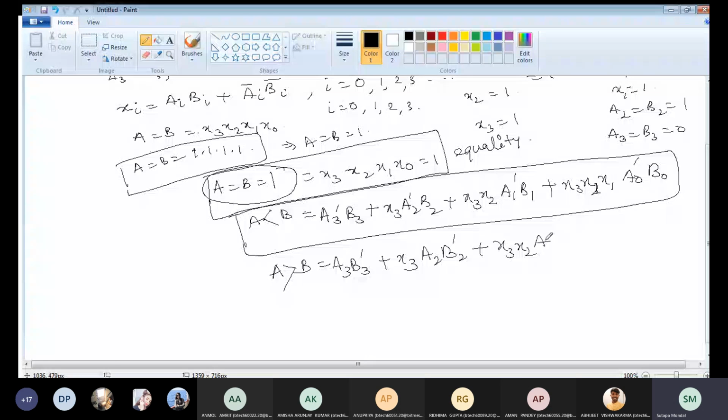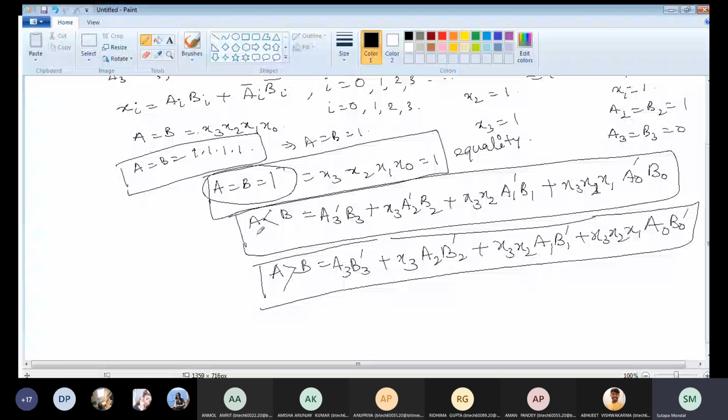Are you getting me, dear students? What is the difference between these two, greater than and less than? Whichever has the lesser value will have the bar. See here, A was less, so all the digits of A have a bar, and here B is lesser, so all the B values have a bar. Here it will be B3 dash, and since A3 is greater, A3, and with that we multiply x3, x3 x2, x3 x2 x1.